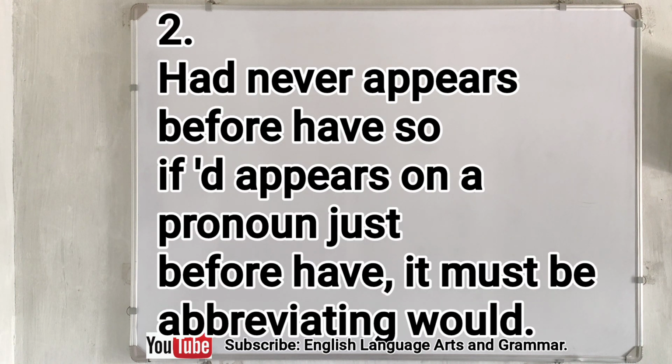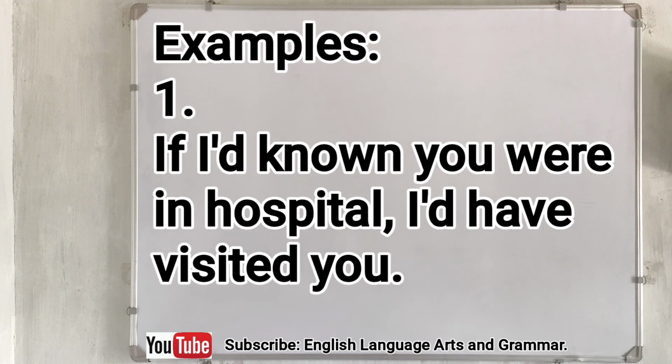Rule number 2, had never appears before have. So if apostrophe D appears on the pronoun just before have, it must be abbreviating would. Let us learn some examples.